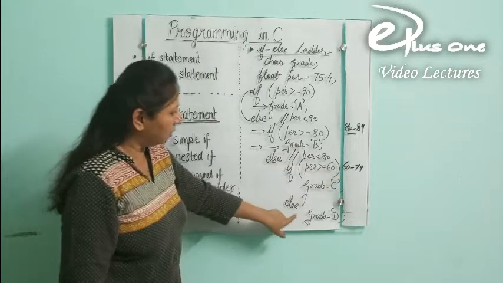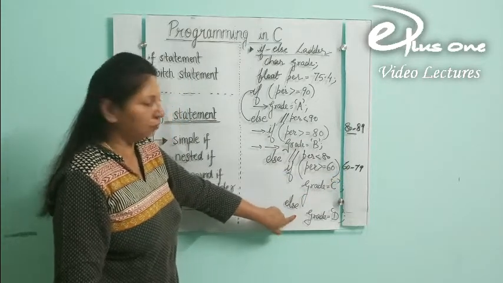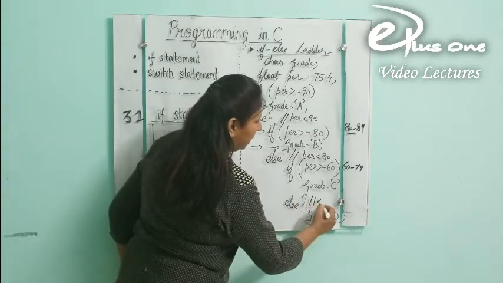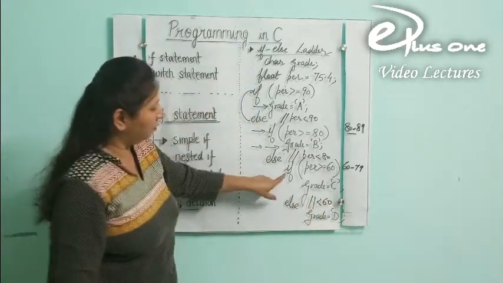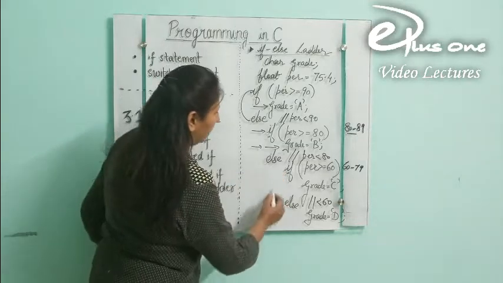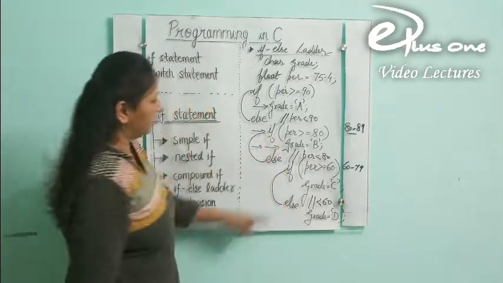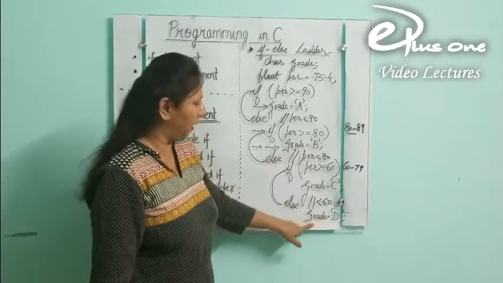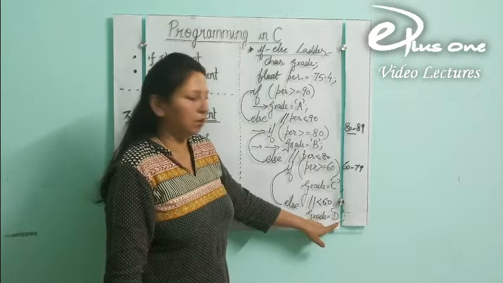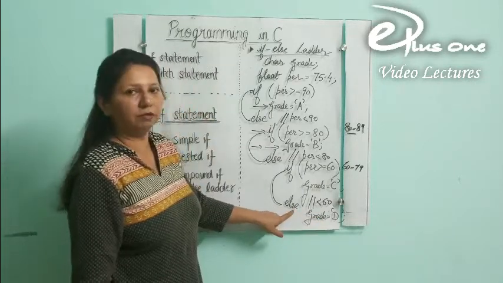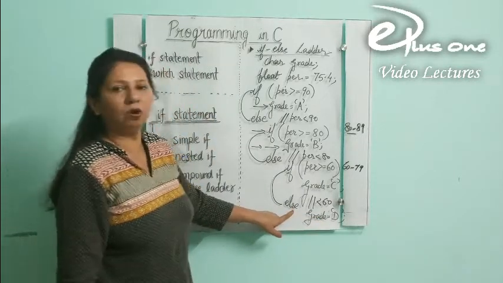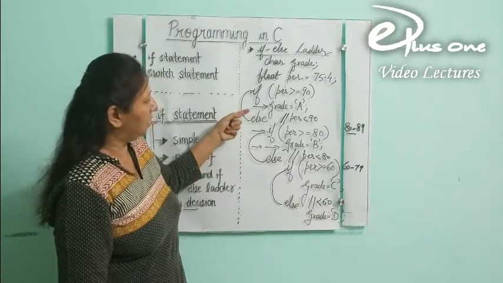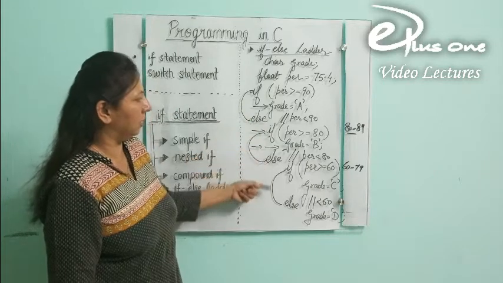Else, now I am not writing another if because I am left with just one condition to be checked, that is percentage less than 60. Because this is else of this, this is else of this. So when I say else of this last if, this means percentage is less than 60 and grade becomes equal to D. I don't need to write any further if condition here. So the last else is always without if.